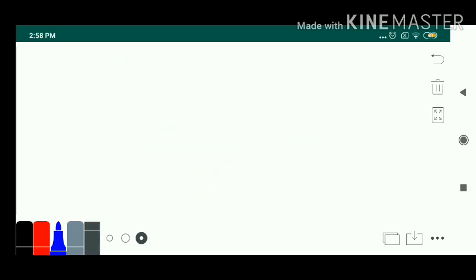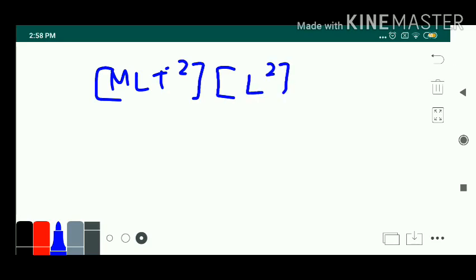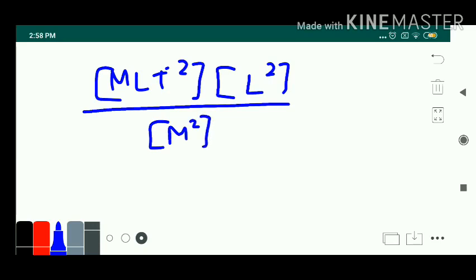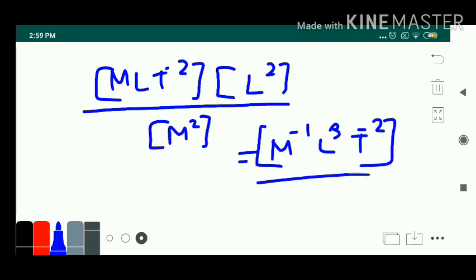So what is the dimension formula of force? That, all you have to know. That is M L T raised to minus 2. That is force into r squared, that is L squared, and whole divided by m1 m2, which is mass squared. So you will get the dimensional formula of G as M raised to minus 1 L cube T raised to minus 2. That should be known first, right?